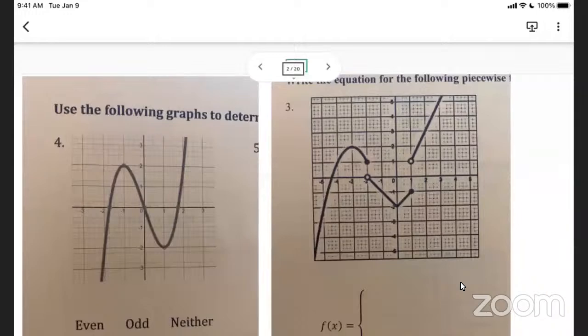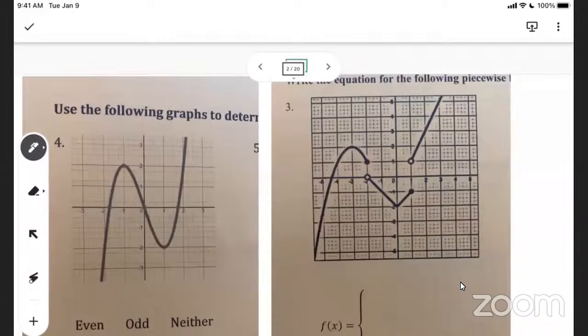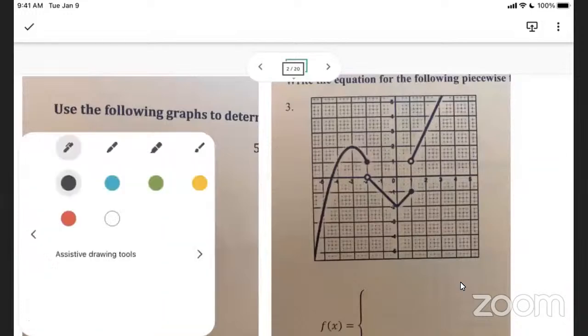Okay. All right. So this says, use the following graph to determine if it's odd or even. Odd functions are symmetric over the origin, which means you flip it once over the y-axis and then once over the x-axis, which this looks like it is. So this is going to be odd.